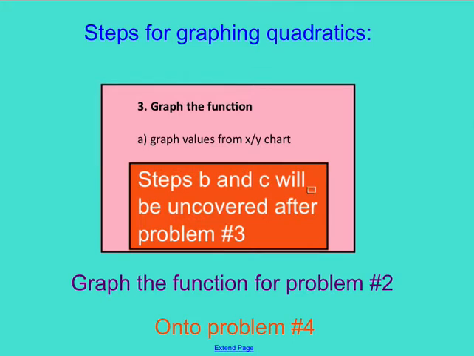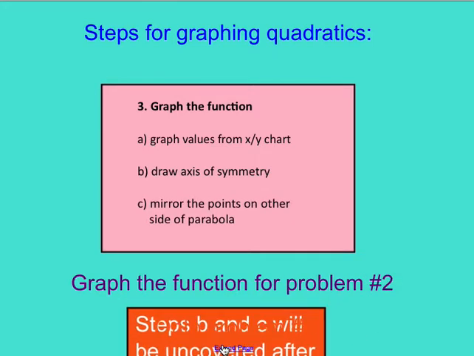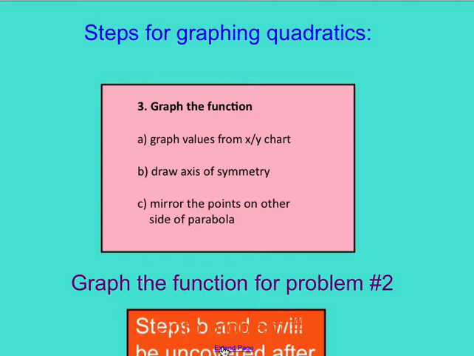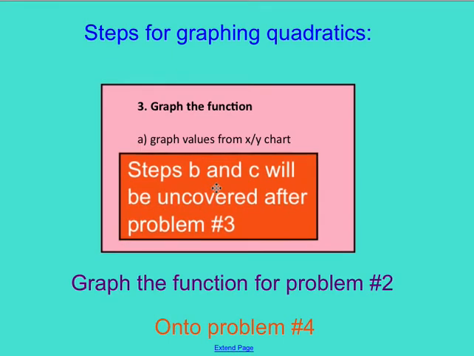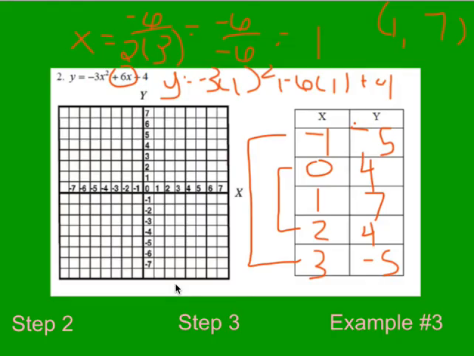Okay, so we're going to graph the y values. I'll just hold it down, I guess. Okay, so graph the y values from the x and y chart. Then you're going to draw your axis of symmetry. We'll take a look at that in a second, and you're going to mirror the points on the other side of the parabola. So let's go ahead and take a look at problem number 2.